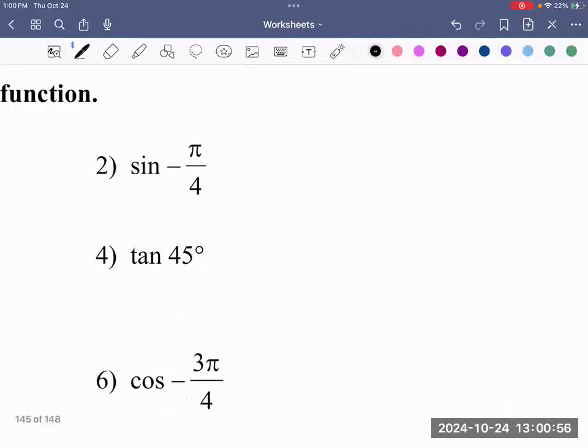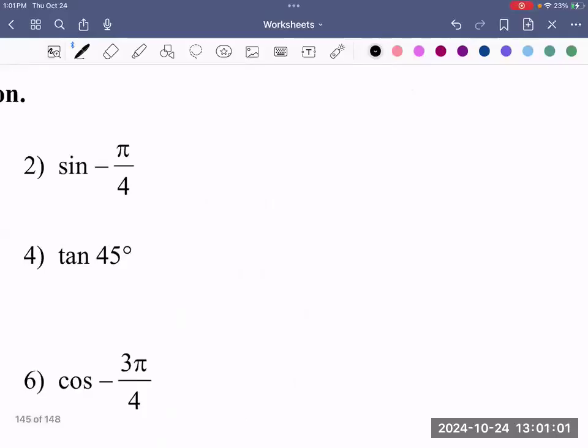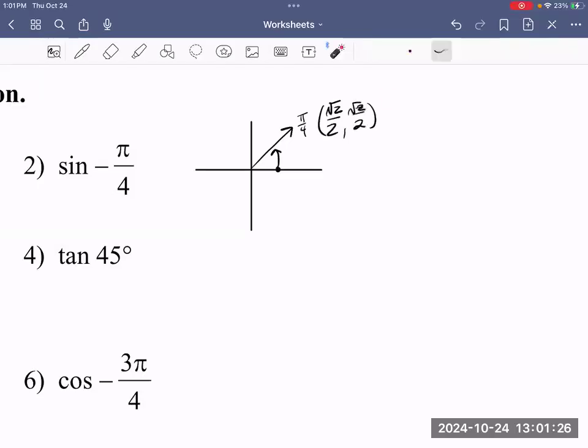So if we have sine of negative pi over 4, when we have a negative number, that just means that we are going clockwise on the graph or on your unit circle. So typically, we usually have this pi over 4 going from 0 into this value, and pi over 4 has the coordinate of root 2 over 2, root 2 over 2. If you haven't seen the video yet on how to find these coordinates, please do so. It should be in a previous video.